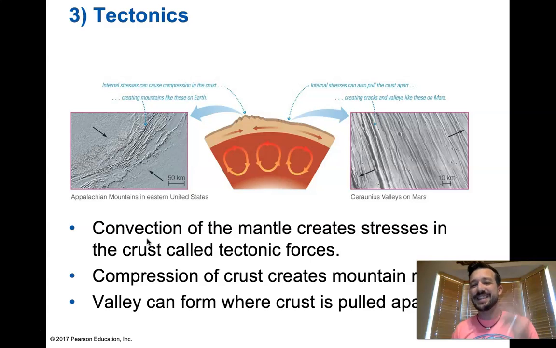Number 3, plate tectonics. Tectonics occur because of the convection that's going on in the mantle. Convection is occurring here, and it's pushing the crust. Now remember, it's the lithosphere that it's moving. It's moving the upper part of the mantle and the crust together. So this convection moves the lithosphere depending on which way the convection is occurring.